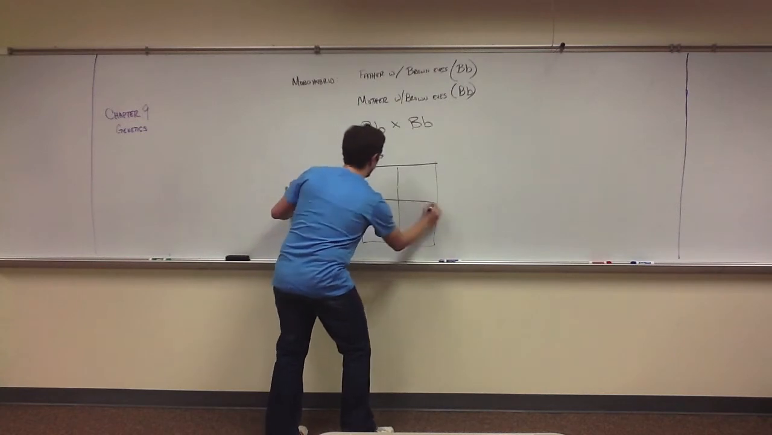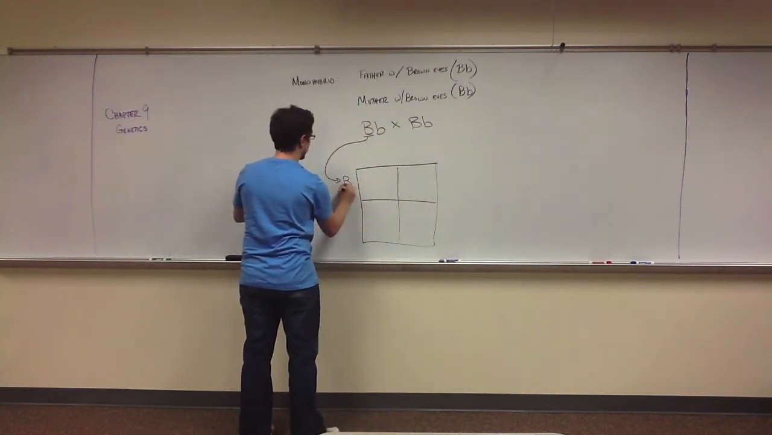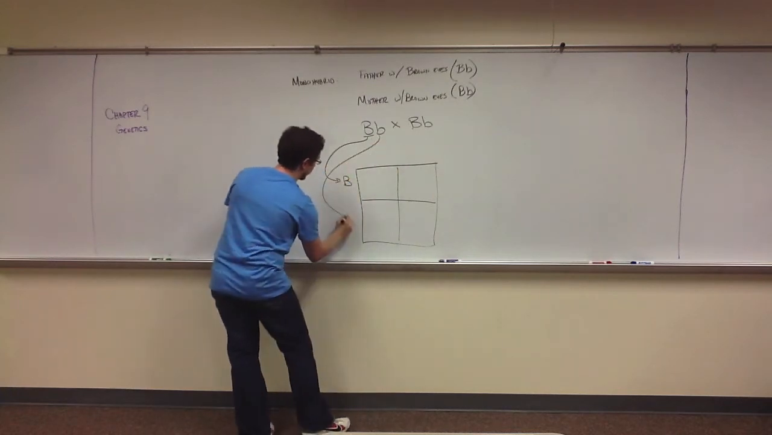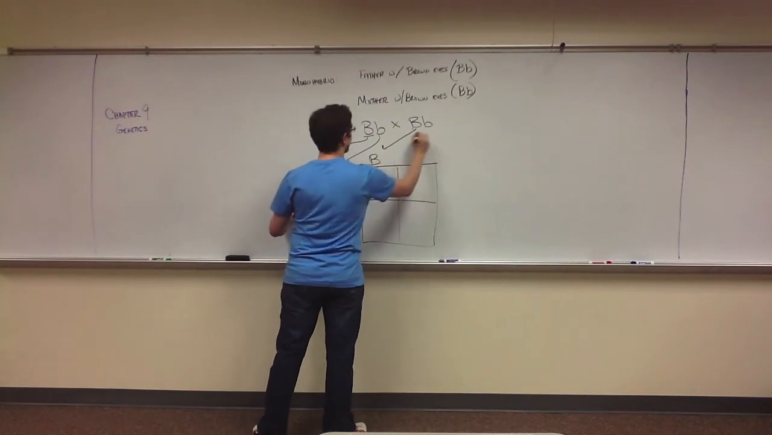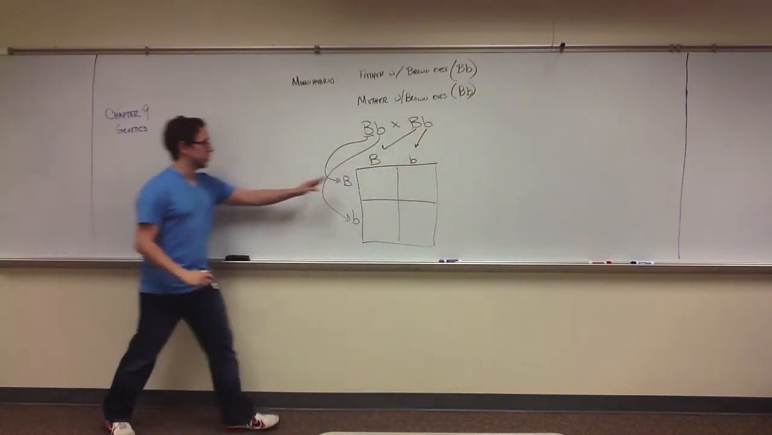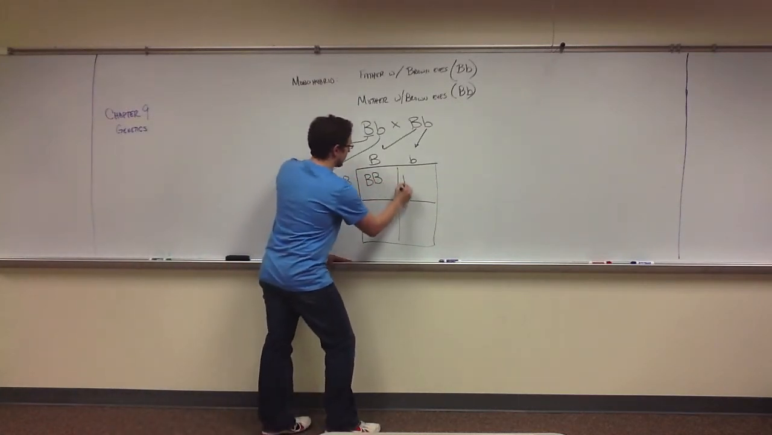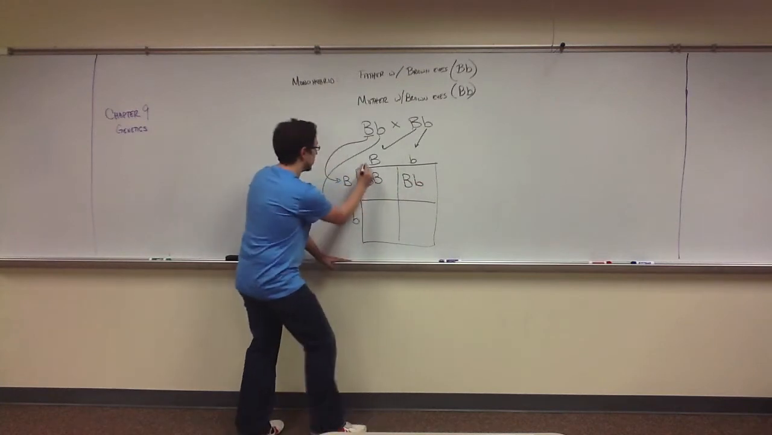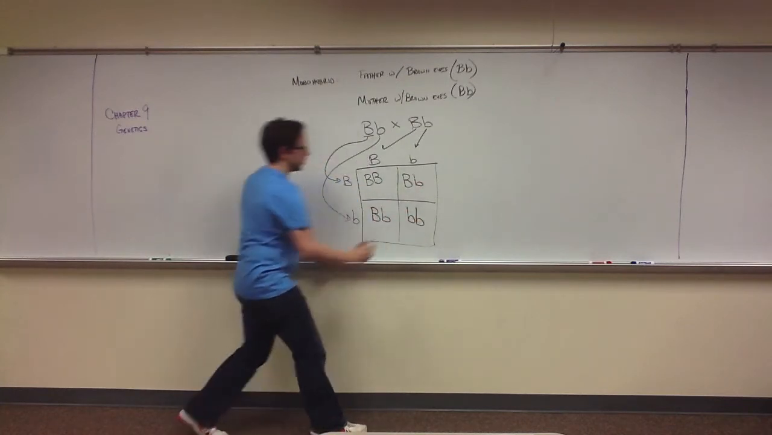So the way that we're going to do that, we're going to pull the big B here over to here. And we're going to pull the little b over to here. And then we're going to pull this big B here, and this little b here. And then we just write whatever is for each quadrant. I've got two big B's. I've got a big B and a little b. I've got a big B and a little b. And then I've got two little b's.